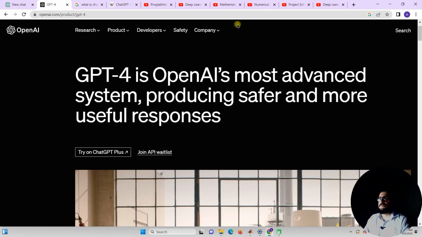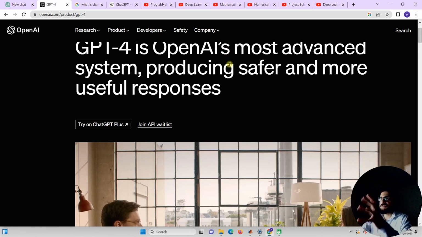So first, let's learn about what ChatGPT is and what it does. If you look at its site, it says ChatGPT is OpenAI's most advanced system producing safe and more useful responses. From this description they are trying to say that it's a chatbot. A chatbot is a thing where you ask a question and the chatbot will generate a response as if it was a human.